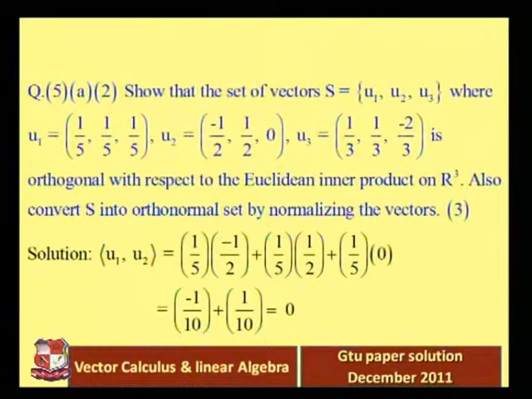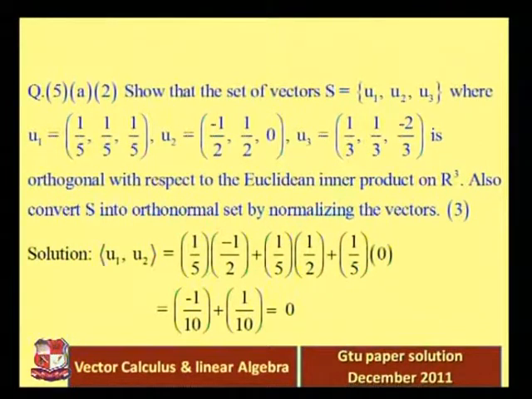Show that the set of vectors S is equal to {u1, u2, u3}, where u1 is equal to (1/5, 1/5, 1/5), u2 is equal to (-1/2, 1/2, 0), u3 is equal to (1/3, 1/3, -2/3), is orthogonal with respect to the Euclidean inner product on R3. Also convert S into an orthonormal set by normalizing the vectors.